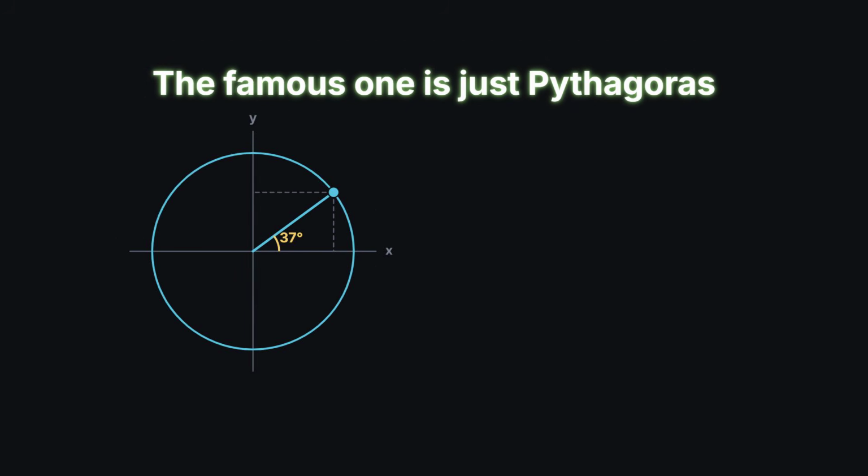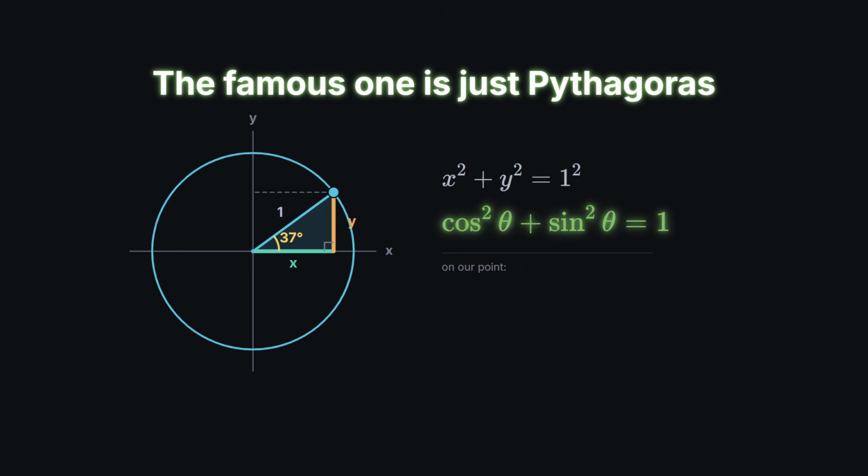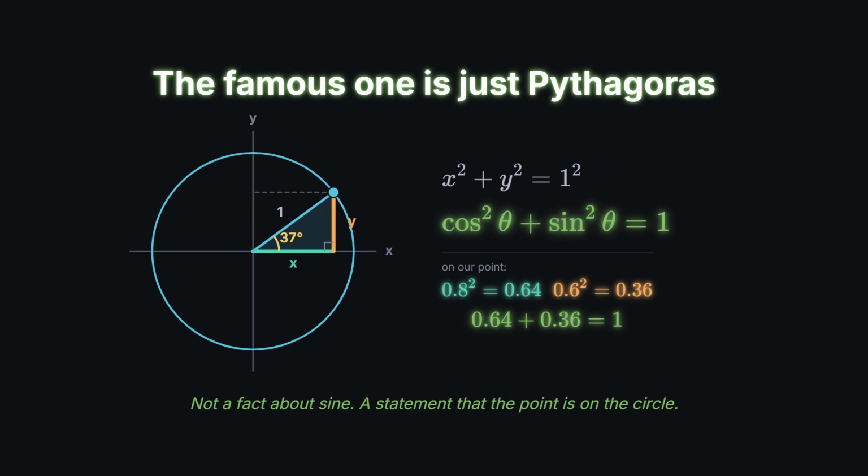Once sine and cosine are coordinates, the most famous identity in trigonometry becomes almost too easy. The point is on a circle of radius 1. Take that same right triangle. Its sides are x and y, and its hypotenuse is 1. Pythagoras says x² plus y² equals 1. But x is cosine, and y is sine. Check it on our point. 0.8 squared is 0.64. 0.6 squared is 0.36. They add to 1. That identity is not a fact about sine. It is the statement that the point is on the circle.